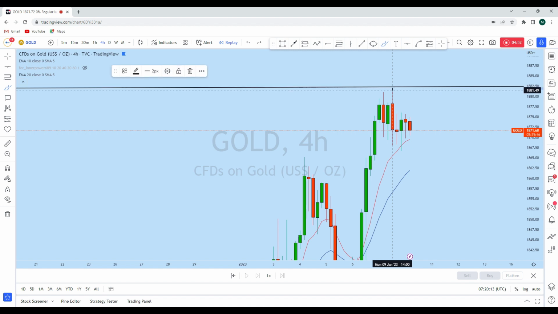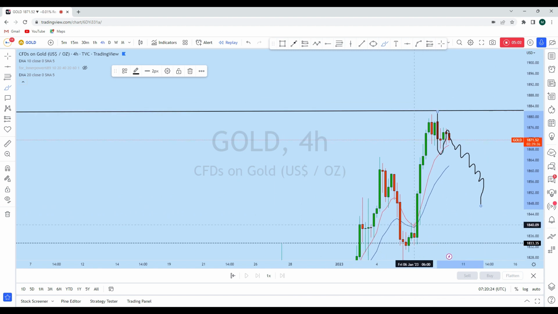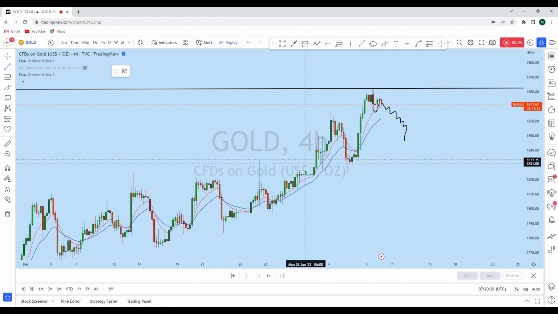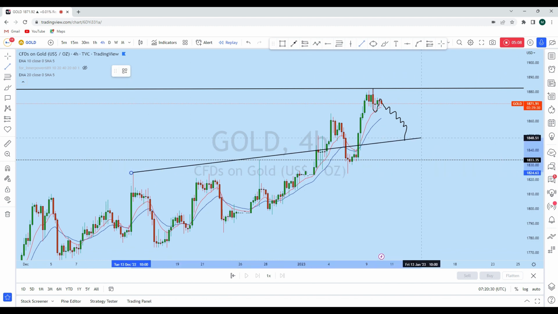So with that said, if we consider this one as the impulse, now it has a correction. Now it is in another impulsive phase. That could be the way that gold continues to drop, and we could see a drop even to this level. Let's find out where we can find a suitable target for gold to come back.